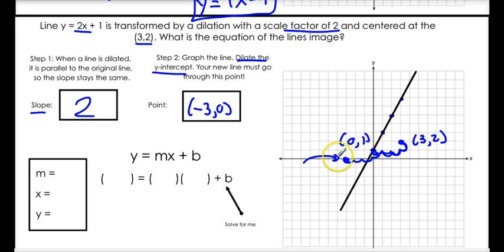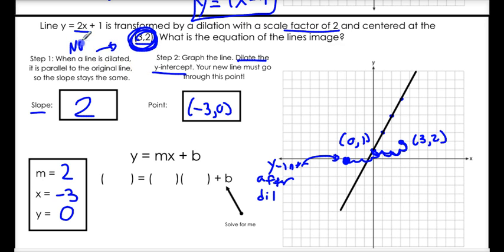Our y-intercept after the dilation. That's the point it goes through. It's got to look something like that. So anyway, from here you just plug everything in. The slope is 2. It must go through this point, (-3, 0), not the center of dilation. And then we just do what we always do. Our y is 0, our m is 2, our x is -3. 0 equals -6 plus b. We're going to add 6 to both sides, and we get 6 is equal to b.